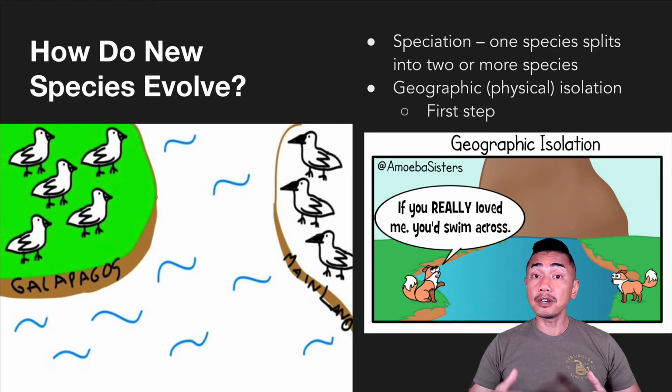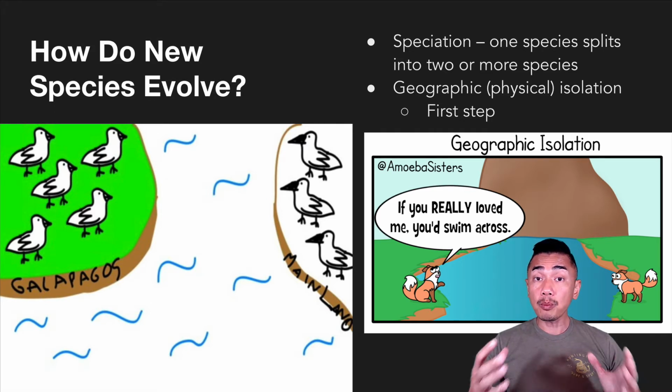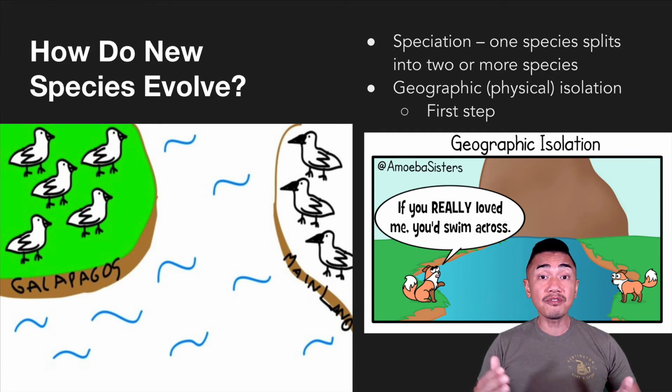The formation of new species is called speciation and involves the splitting of one species into two or more new species. The first step of this process is called geographic or physical isolation, where a population is broken up into smaller subpopulations separated by some physical barrier, like an ocean, a river, or a mountain range.